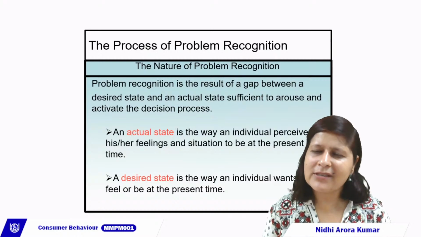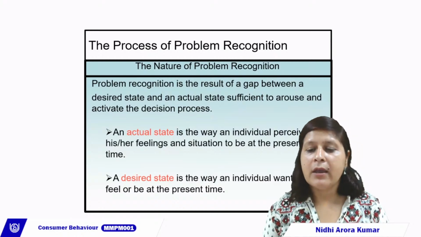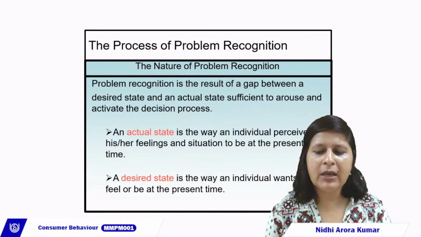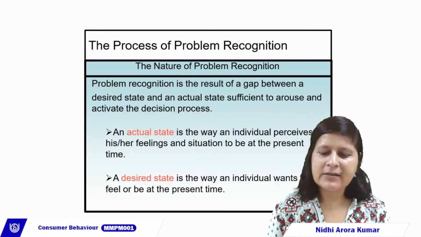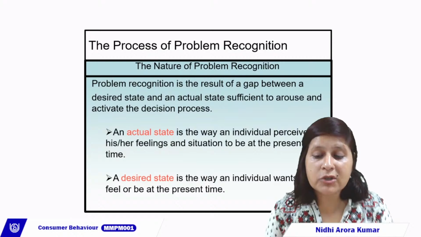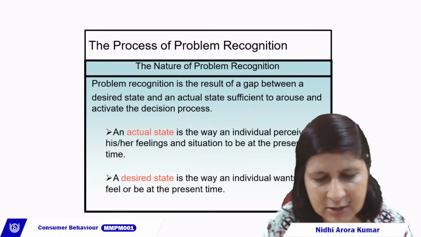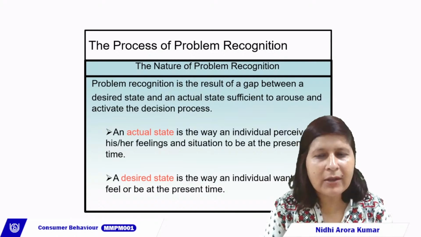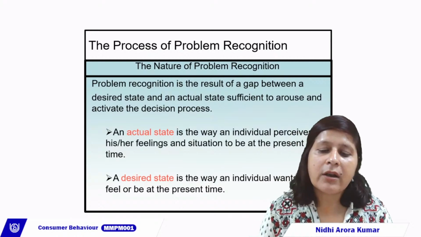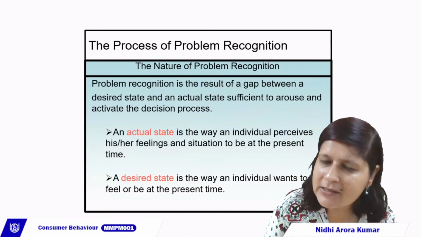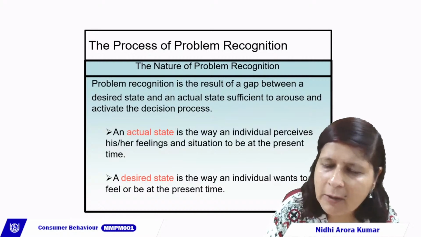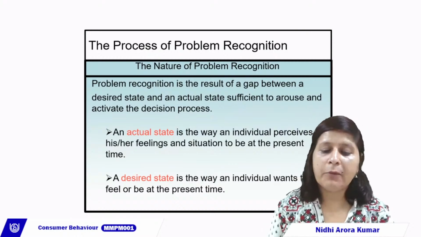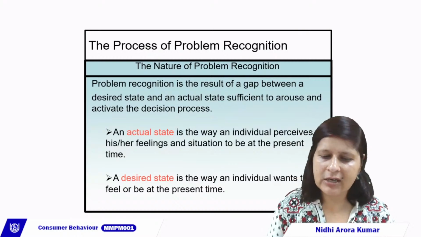What is the actual state? The actual state is the way the individual perceives his or her feelings and situation to be at the present time. And the desired state is the way an individual wants to feel or be at the present time. That is the desired state. Actual state is the way the individual perceives his or her feelings, needs, wants at the present time, and the desired state is the way the individual wants to feel or be at the present time.